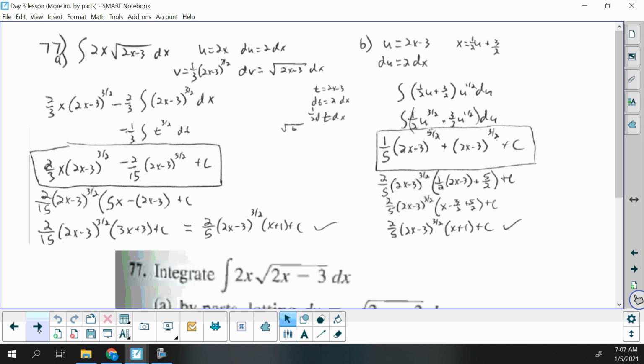So you only need up to the boxed answers for parts A and B here. The work after that was I was just going through, kind of like in 25, to show you that either method produces an equivalent answer. But the boxed answer is perfectly fine for full credit for either of those.